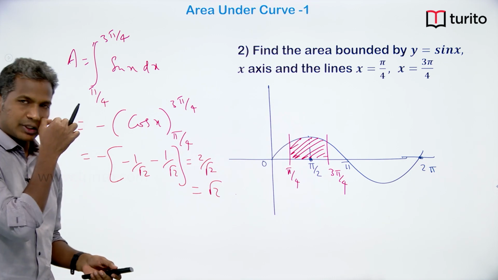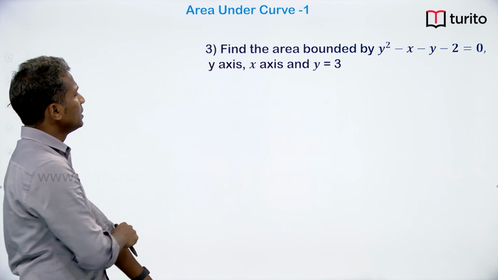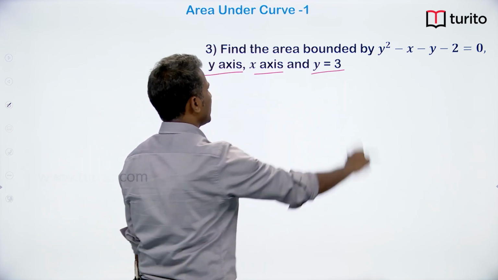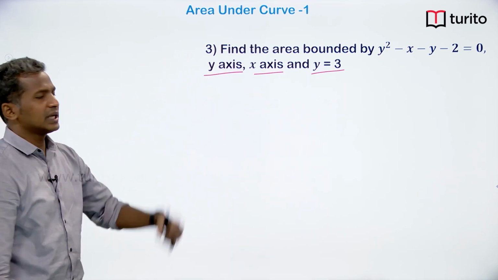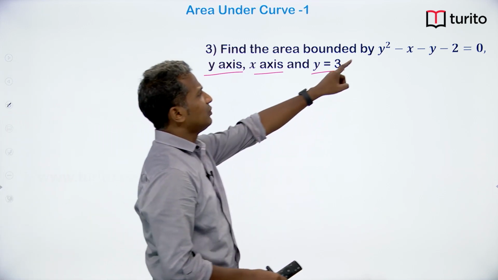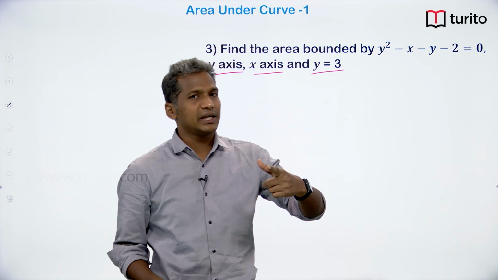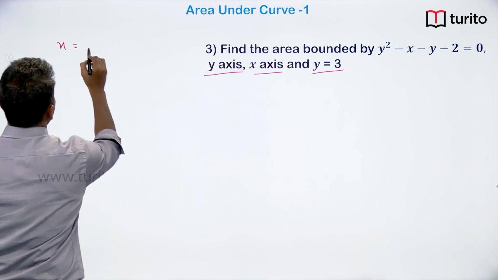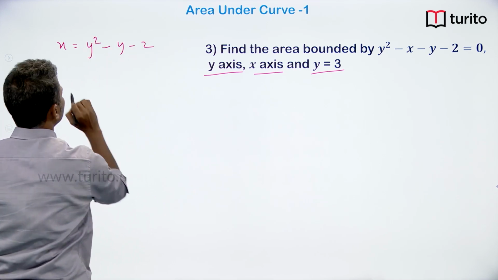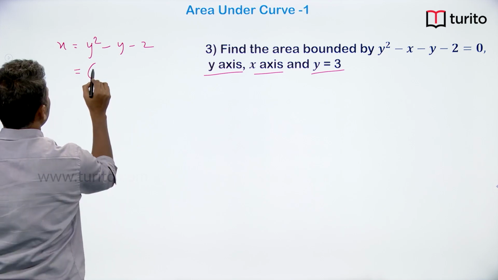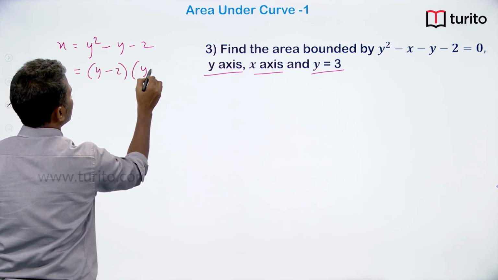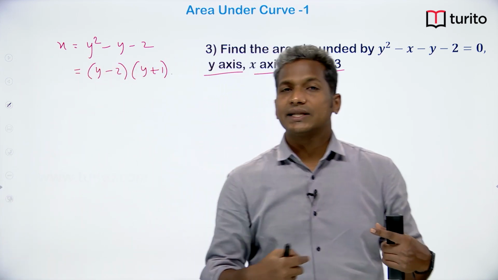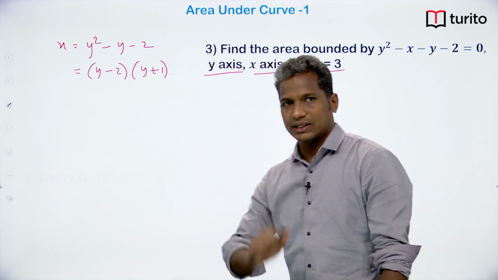Okay. Can we proceed to the next question? Find the area bounded by this curve with the y axis, x axis and y equal to 3. So, let us draw the graph here. So, here if we notice this is a quadratic in y but linear in x. So, we will write this function as x equal to y square minus y minus 2. Now, if we factorize this, it will give us two factors which are y minus 2 and y plus 1. So, basically it is going to be a parabola and the axis of the parabola will be parallel to the x axis.